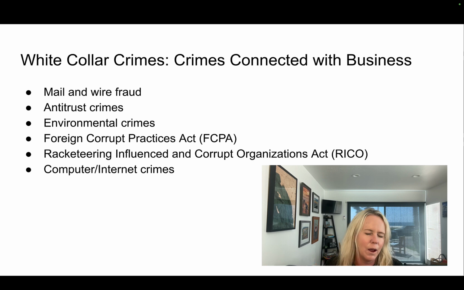Antitrust crimes are crimes that relate to attempts to monopolize industries. We'll talk more about that when we get to the Securities and Exchange laws. Environmental crimes are typically connected with businesses. Illegal dumping of toxic materials, for example.